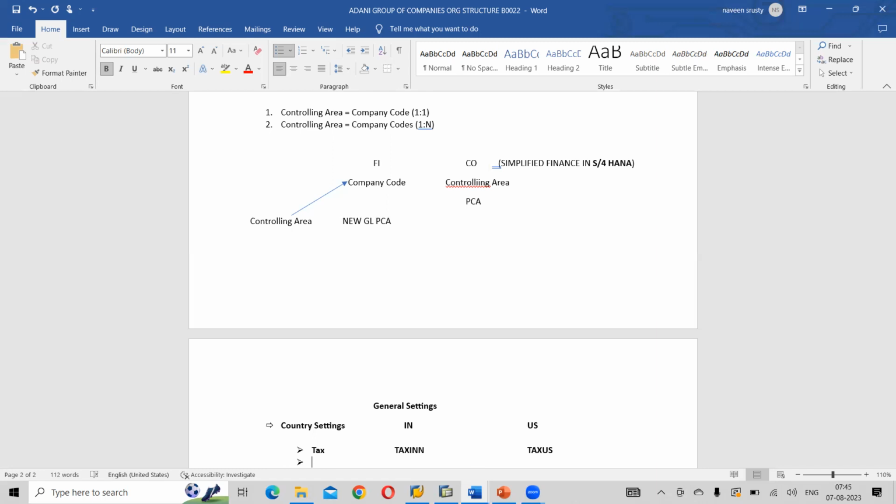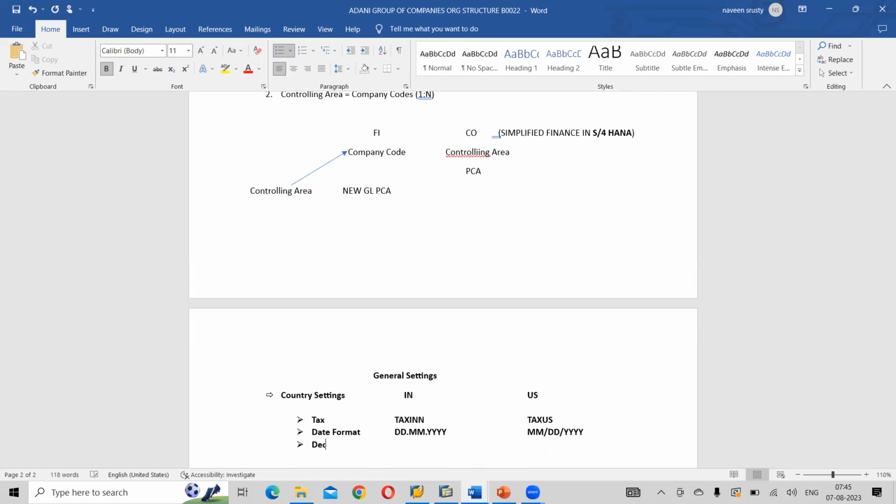Next one, we need to see date format. Okay, what is the date format we follow in India? Date, month, year: DD, MM, YYYY. When it comes to US, I think it's MM, DD, YYYY. Okay.